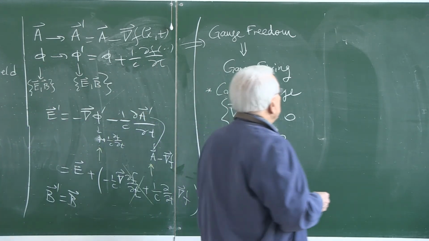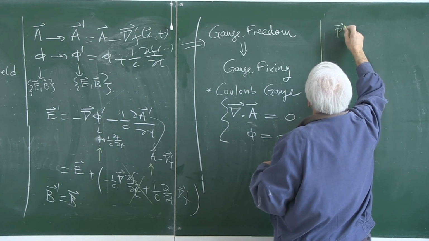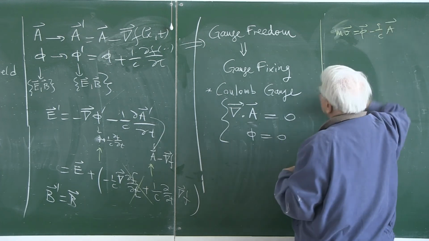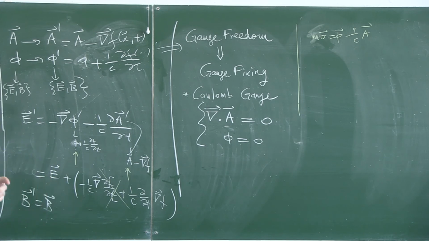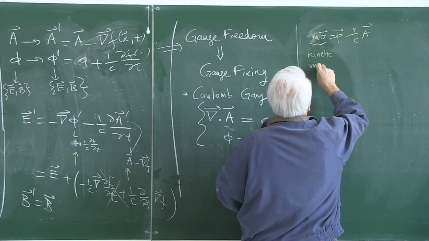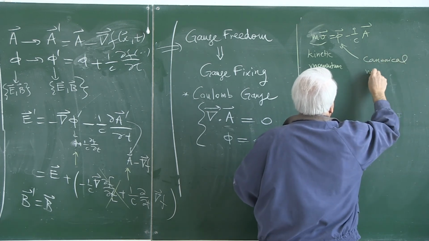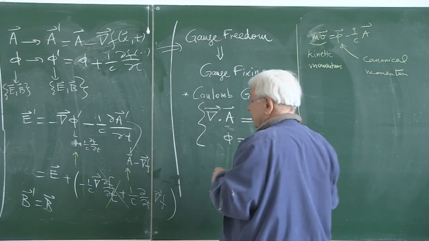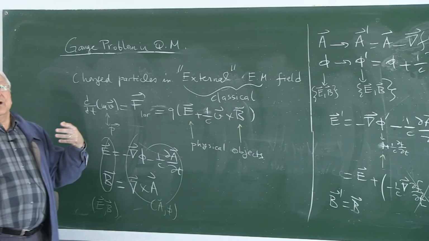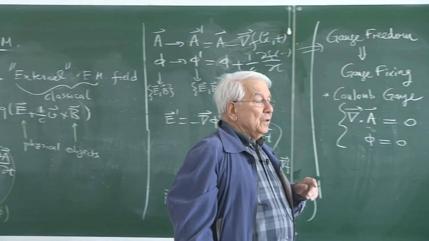And then what you get is the following. mv is P minus q over c A. That is the relationship, really, between the kinematic momentum, or kinetic momentum, some people call it both ways, and the canonical momentum. That is the kinetic momentum, and that is the canonical momentum, which is the generator of the translations. That's the reason why when I was writing this so-called Lorentz force equation, I was careful in not putting the P but the mv, because I know that in the presence of electromagnetism, these two things are not the same.